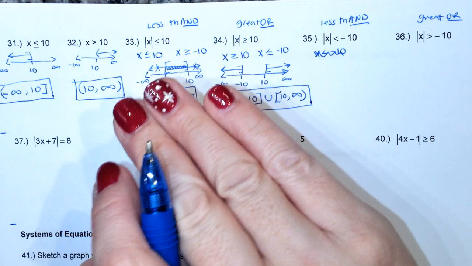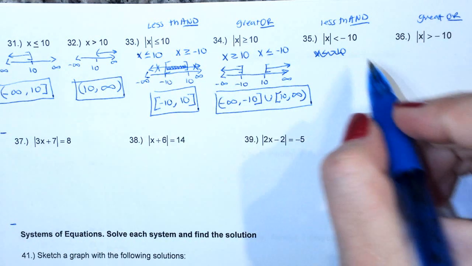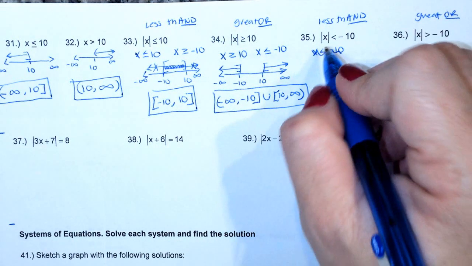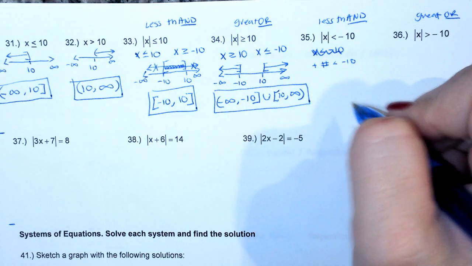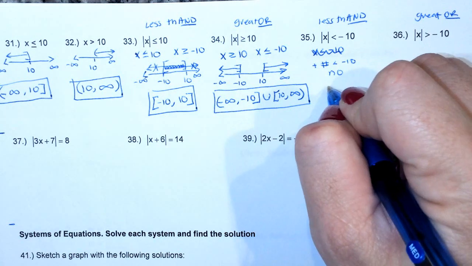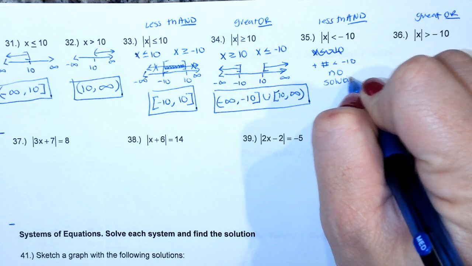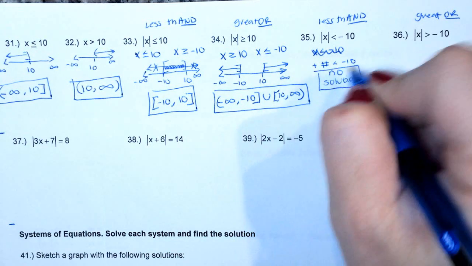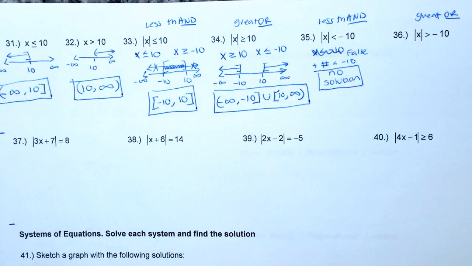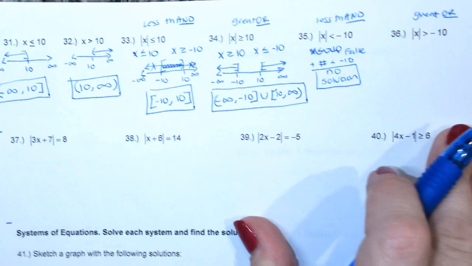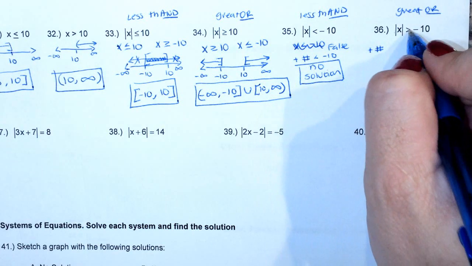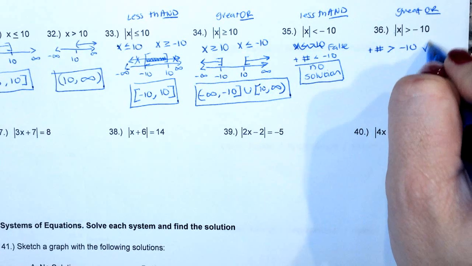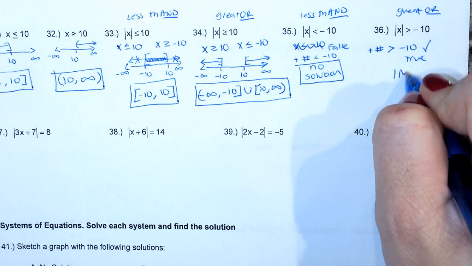Okay? If it's equal, we'll talk about that in a second. But anytime you have, remember, absolute values always give you a positive number. So is a positive number less than a negative number? Well, no, never. So this has no solution. Because a positive number is never less than a negative number. That's false. Okay, here, again, absolute values always give you a positive number. So is a positive number always greater than a negative number? Yes, this is true. So this is infinitely many solutions.